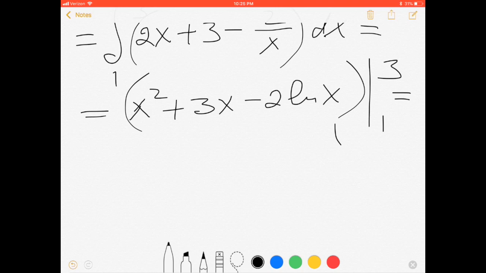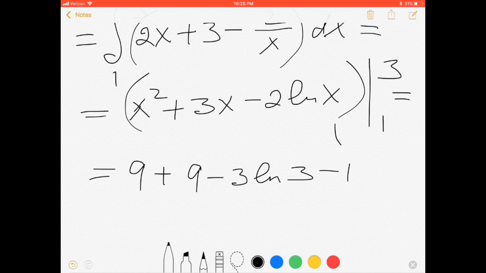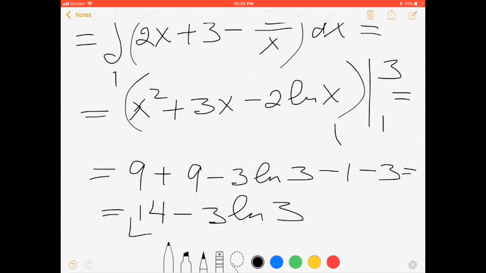Plugging in 3, what we have here is 9 plus 9 minus 2 ln 3. Plug in 1, you have minus 1 minus 3, and ln 1 will be 0. This will be 18 minus 4, which is 14, minus 3 ln 3. This is the final answer.